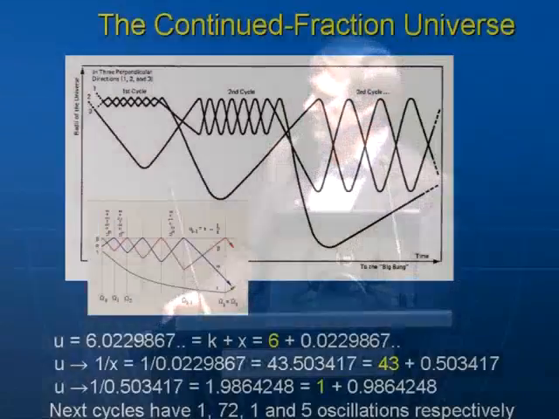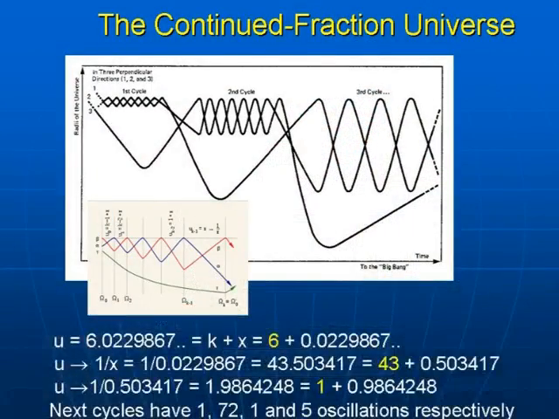it turned out that what was going on was described exactly by continued fractions. If you set the starting condition by choosing a number, let's suppose it's 6.022987, the number of little oscillations here in the first cycle was its whole number part, 6. And then the new value for the next cycle was the reciprocal of the fractional part that's left over, which is 43.5. So you had 43 oscillations in the next cycle. The bit left over was 0.53503. Number of oscillations in the next section was 1. Number of oscillations in the one after that, 1, 72, 1, 5.